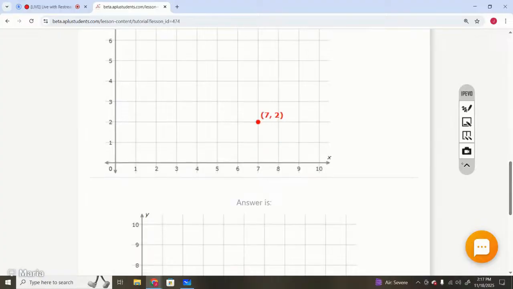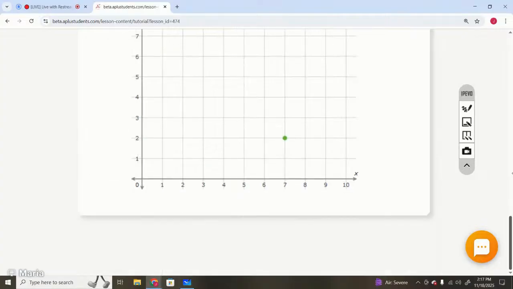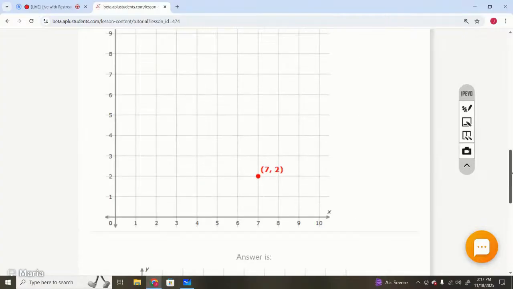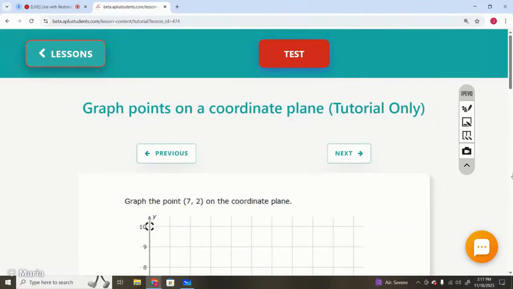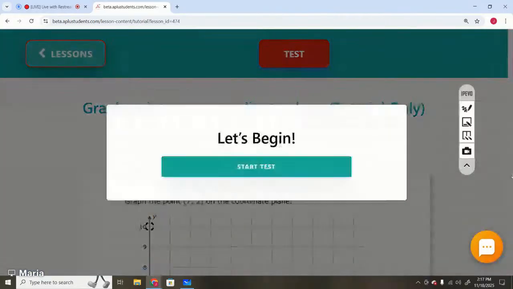So the point is 7, 2: move 7 points right and 2 points up. Then there we have the point 7, 2.